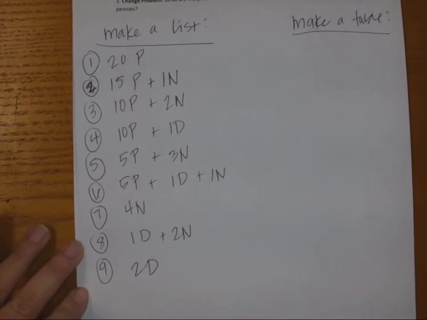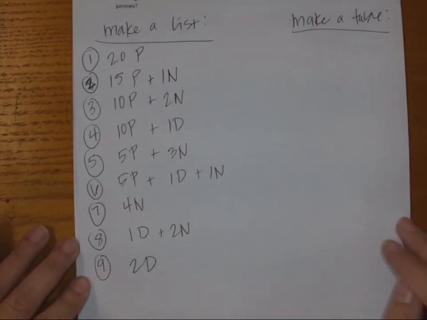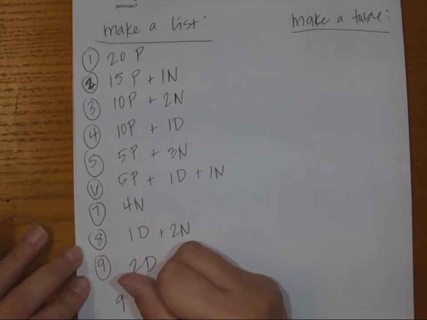Okay, it didn't have to be in that order. That's just kind of what I was thinking through. Starting with 20 pennies, ending up with 0 pennies. So how many combinations do I have here? 9 combinations.